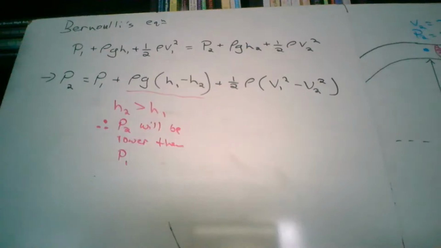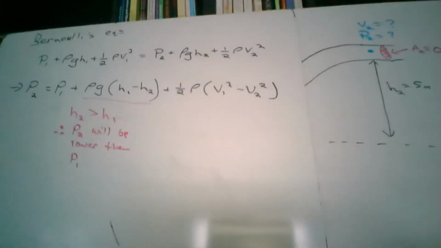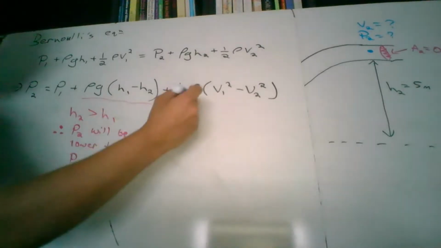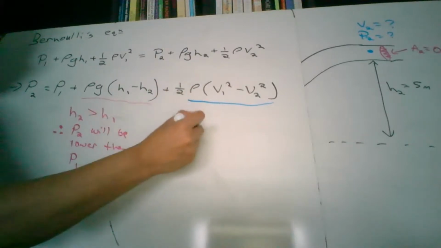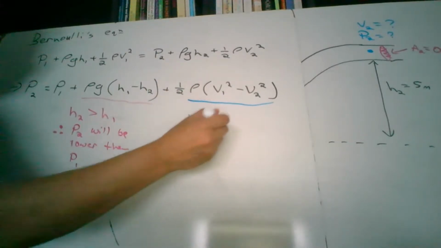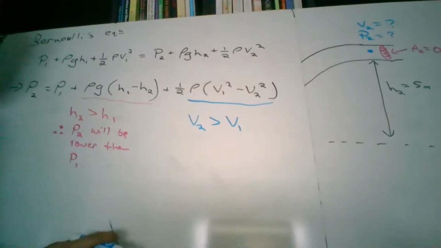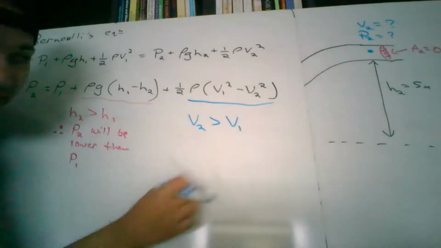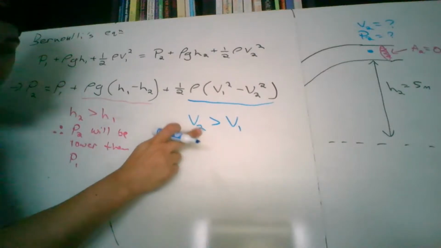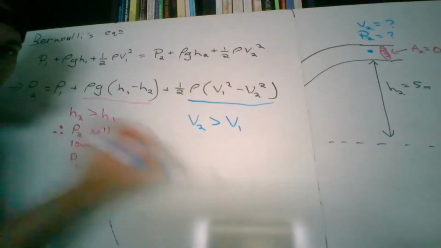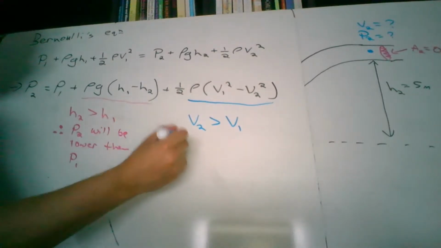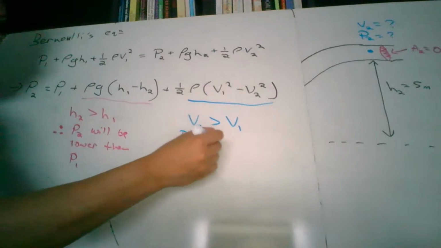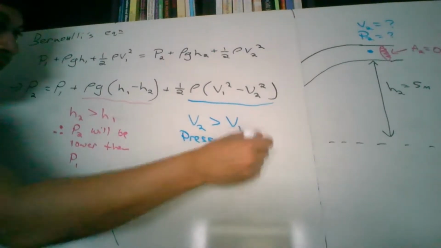But what about the velocity? Because the velocity is something else that's interesting. So let's look at the velocity, and we do the same game that we did there. If velocity 2 is greater than velocity 1, in other words, if the speed increases, because velocity 2 is the second speed, if you're moving faster than you were in the beginning, well, pressure will go down.